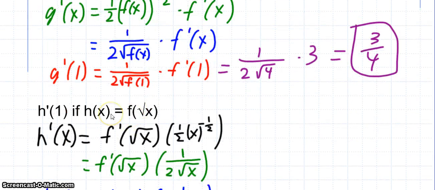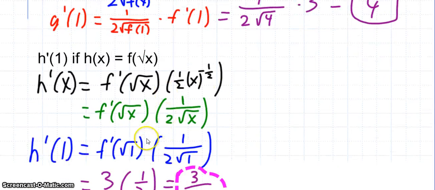Similar idea for h of x, except now the root is on the inside. So now the outside function is f of x, and the inside function is the square root of x. So the derivative of h of x is going to be f prime of root x, because it's just the derivative of the outside, times the derivative of the inside, which is 1/2 x to the negative 1/2. So I can simplify that if I want. f prime of root x times 1 over 2 root x.